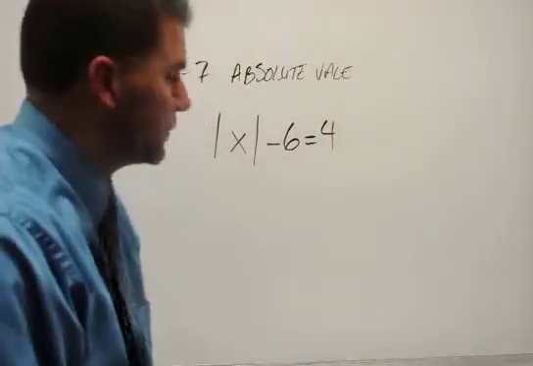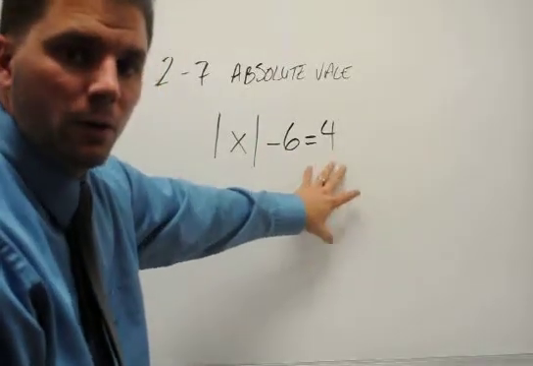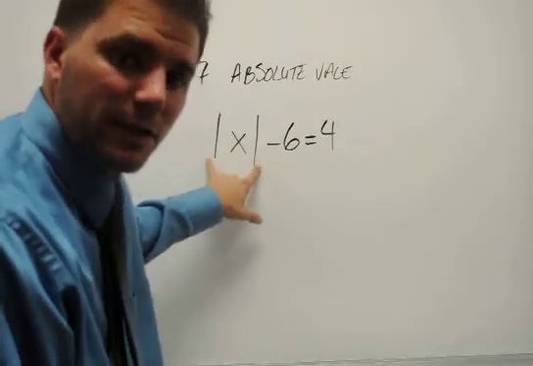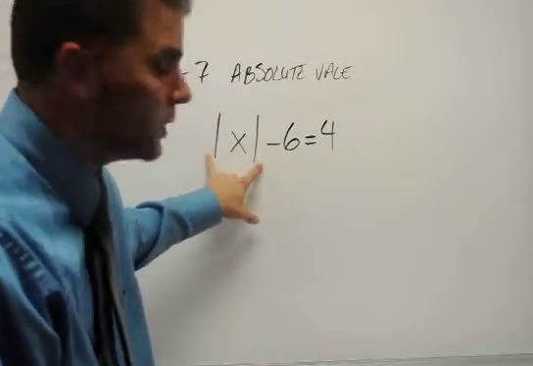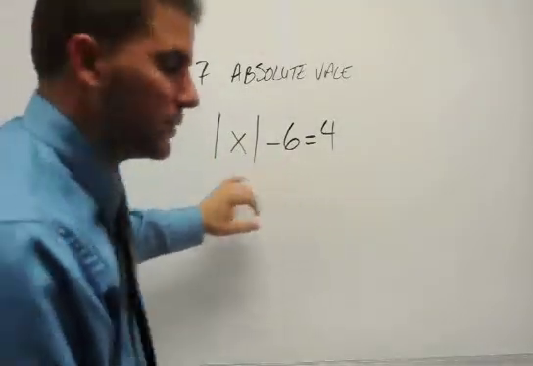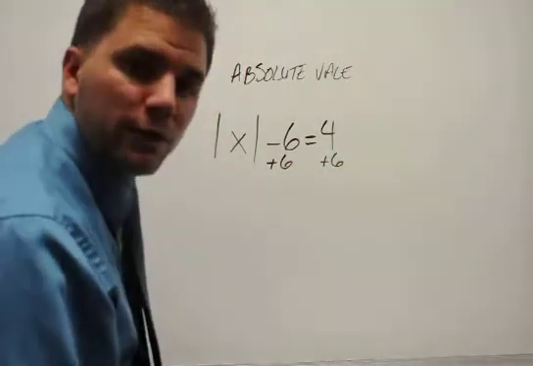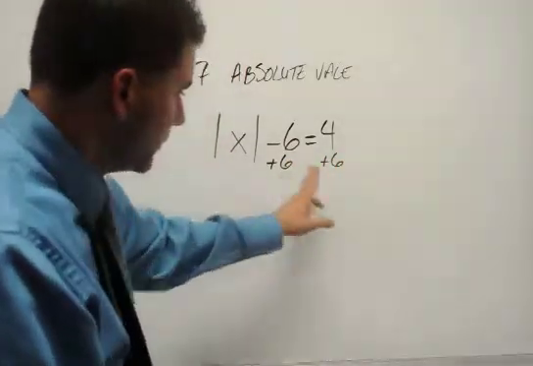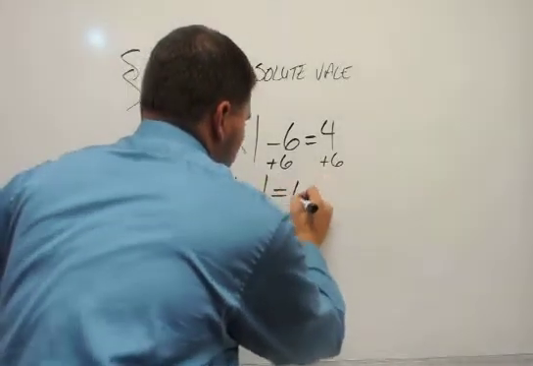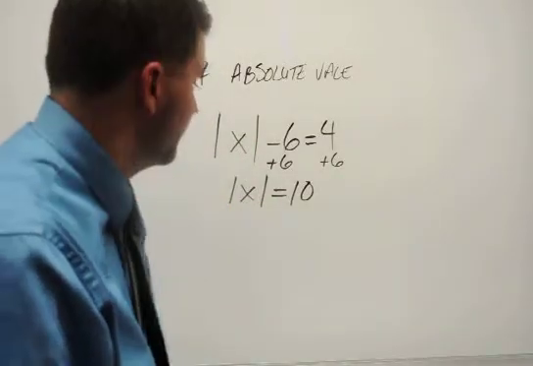This problem's a little bit different. The absolute value of x minus 6 equals 4. What we're going to do is treat this just like a two-step equation. We need to try to isolate the absolute value of x. So what we'll do to isolate is remove our constant outside the absolute value. Using inverse operations of subtraction, I can remove it on both sides of the equation. And now I've got the absolute value of x is equal to 10.